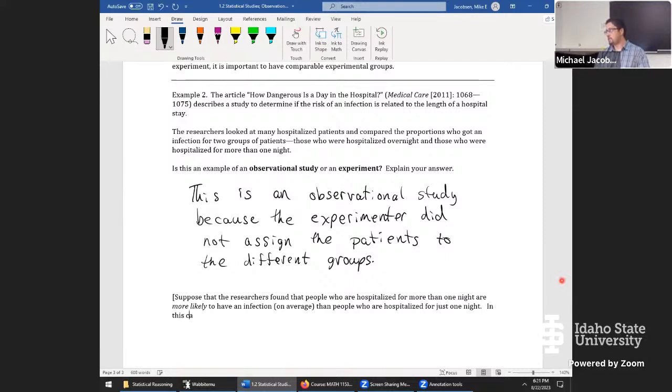In this case, we must be very careful, since this does not show that length of stay caused more infections, since this was not a designed and controlled experiment.